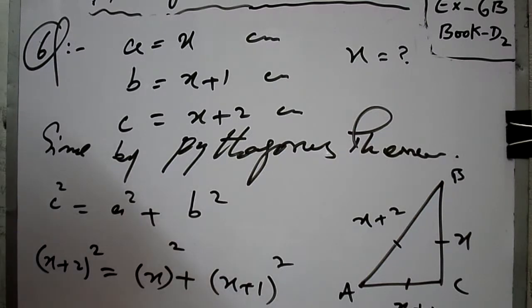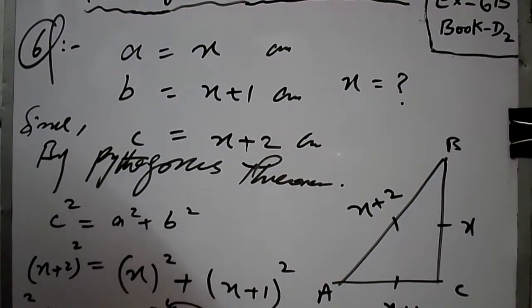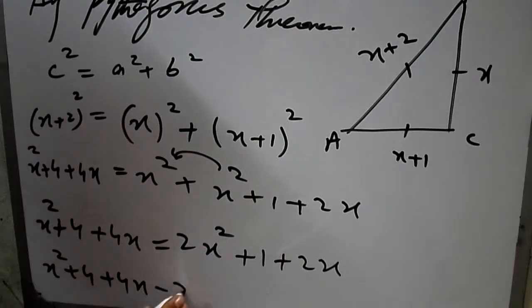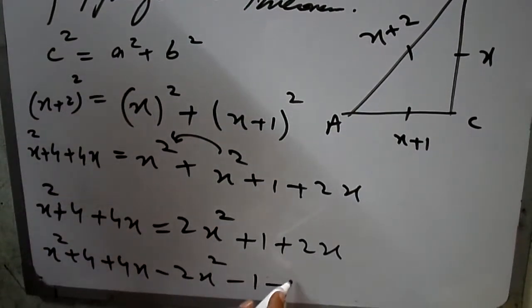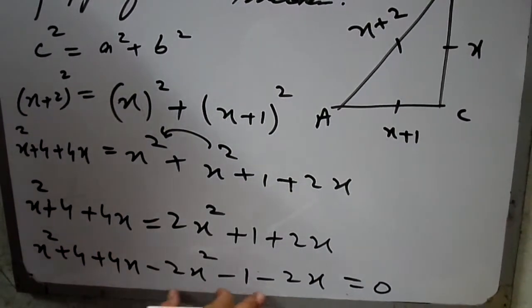So simplify it: x square plus 4x and x square plus 1 plus 2x. You have to simplify it by simple methodology. You will get, shifted, minus 1 minus... you can see carefully, shifted: x square plus 4x minus 2x square minus 1 minus 2x is equal to 0. So the whole term is shifted to one side, so the sign will be changed.